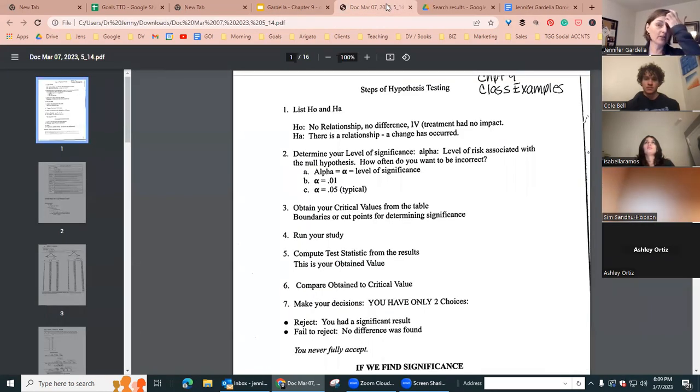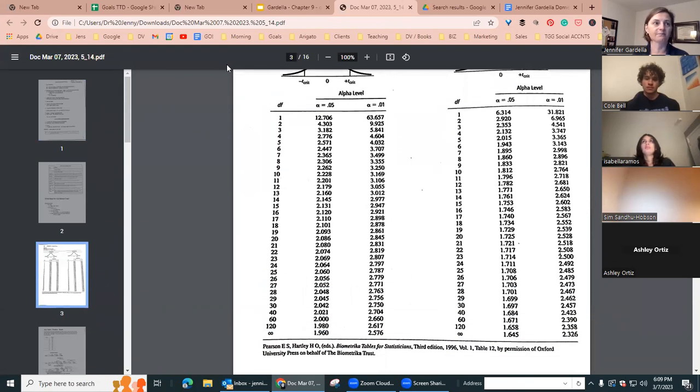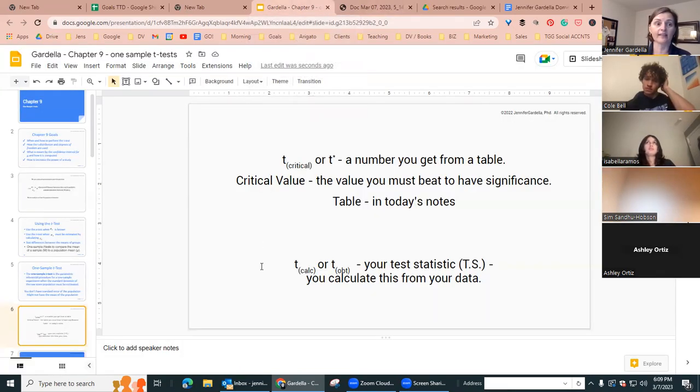So I've given you the Z table in the past. And now we go to the T table, which is a lot easier to read. So that's the good news. The T table gets easier. So we have T critical, or T star, that you always find from a table. T calculated or T obtained, or you'll see me write test statistic. This is what you are calculating. Okay, any questions? No? Okay.